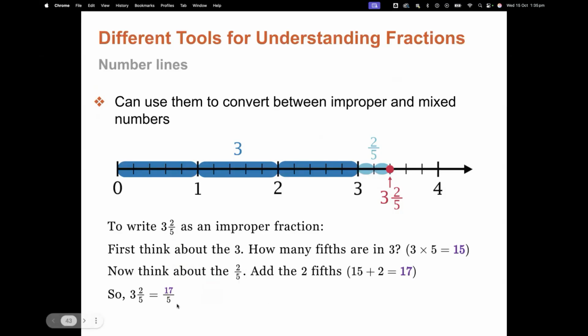Again, I'm not using an algorithm. I'm using a visual model to do this conversion.